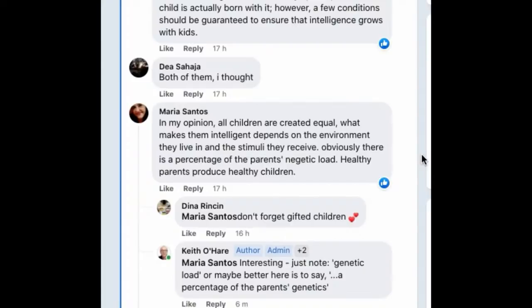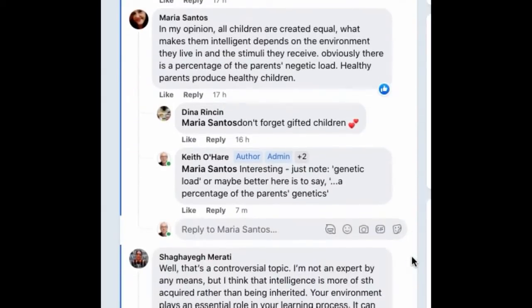Very, very nice. Obviously, there is a percentage of the parents' genetic load, I think you mean. You mean genetic, not negatic. Yes, I've just said probably you can say genetic load. I think better here just to say a percentage of the parents' genetics, right? Lovely. Dina mentions, don't forget gifted children, right?